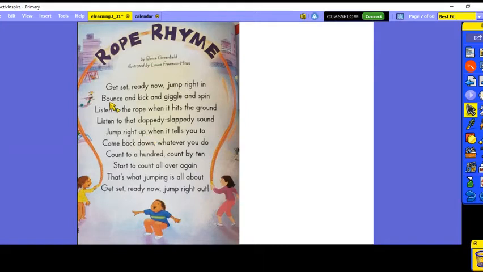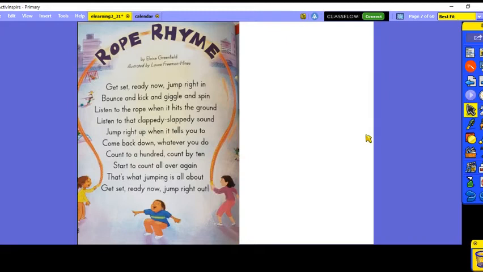Rope rhyme. Get set, ready now, jump right in, bounce and kick and giggle and spin. Listen to the rope when it hits the ground. Listen to that clappity slappity sound. Jump right up when it tells you to. Come back down, whatever you do. Count to 100. Count by 10. Start to count all over again. That's what jumping is all about. Get set, ready now. Jump right out.